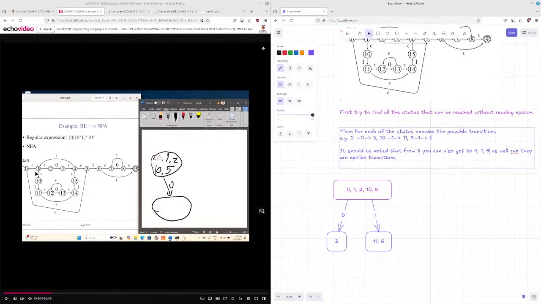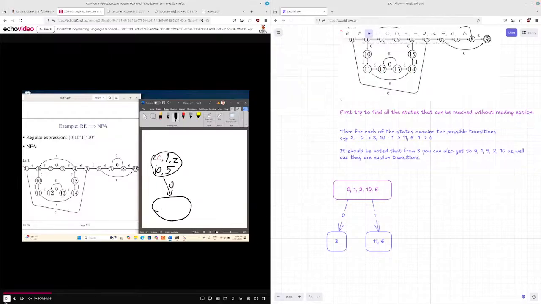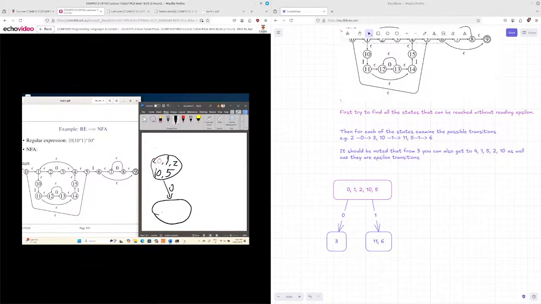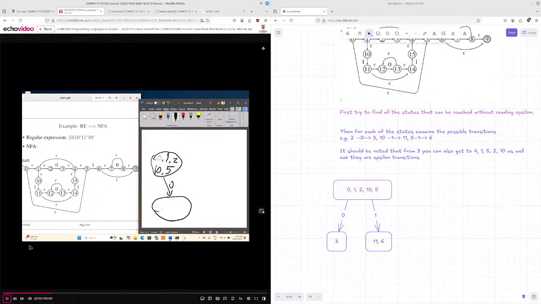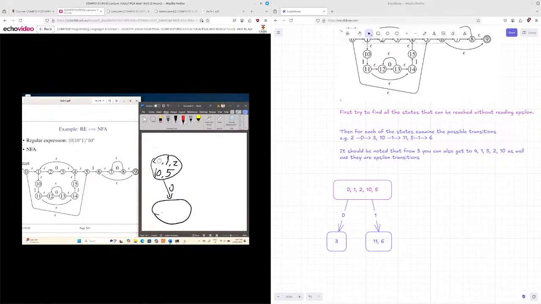Then you go for 1, and 1 can go back to 2, and it can go back to 10. That can't be right, anyway. From 1, labeled by 0, nothing. From 2, there is a 1. So if the NFA is at state 2, we can go to 3 along this transition. Now we just write down 3.